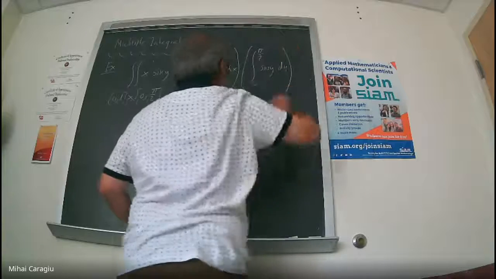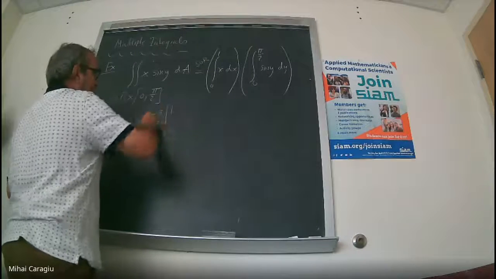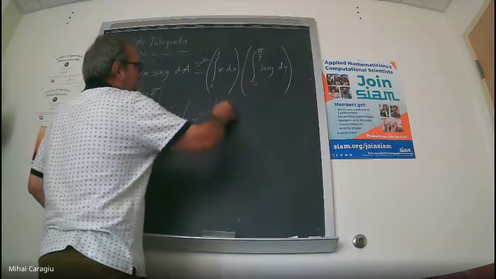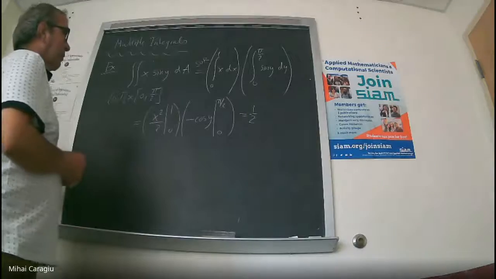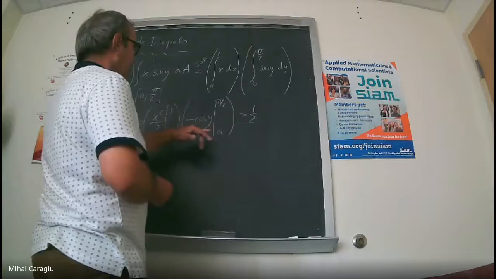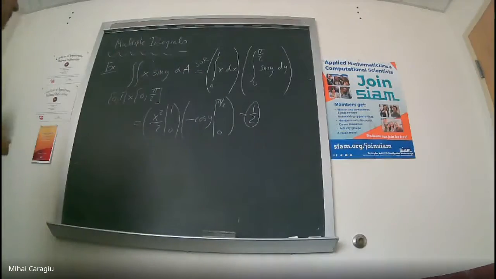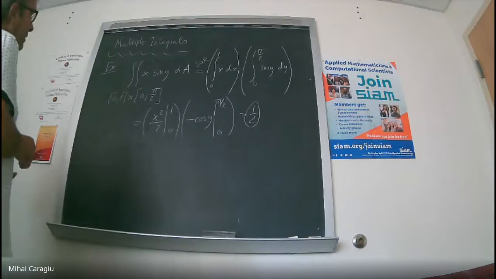That will be x squared over 2 from 0 to 1, which is 1/2, times minus cos y from 0 to pi over 2. Minus cosine of pi over 2 is 0, minus cos 0 is 1, so that's 1. So the value of the integral is 1 over 2 times 1. That's a quick way to show how effective this SOR is.